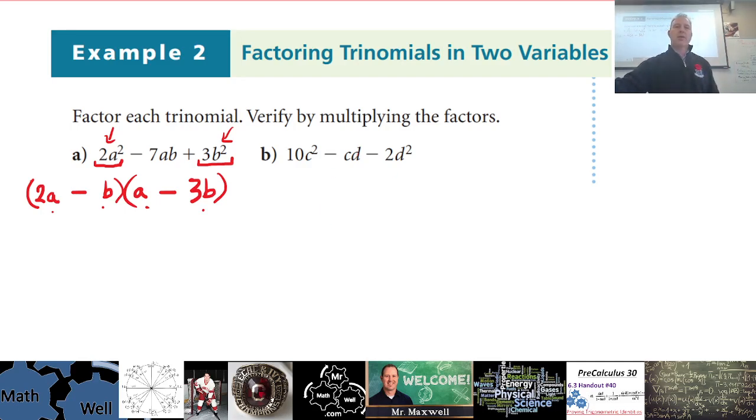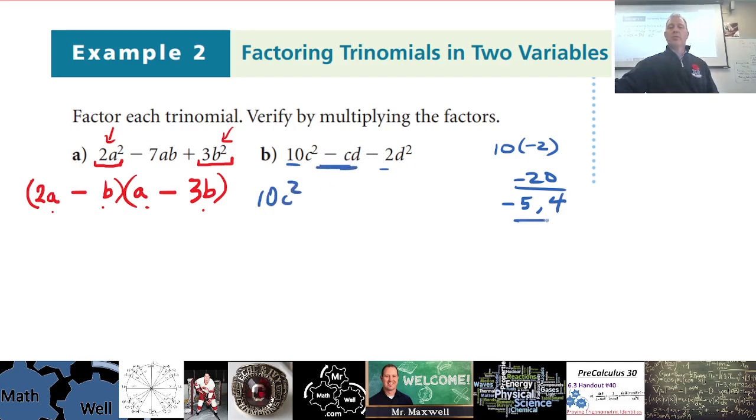But the decomposition method here, again, we're going to primarily focus on the numbers. So 10 times negative 2 is negative 20. What are the factors of negative 20 that would add up to negative 1? Negative 5 and positive 4, you see that? Adds up to negative 1. So in the decomposition method here, everything's the same. I'm going to write 10c squared. Now I'm going to decompose this middle term using these coefficients. And because this is a cd term, I have to do minus 5cd plus 4cd. See, that's where they come from.